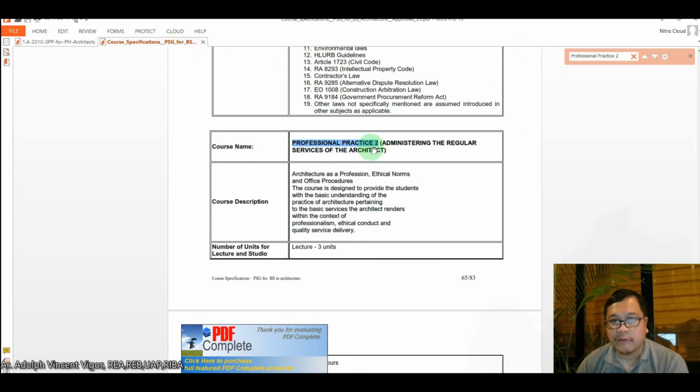Professional Practice 2 is about administering the regular services of the architect, architecture as a profession, its ethical norms and office procedures. The course is designed to provide the students with the basic understanding of the practice of architecture pertaining to the basic services the architect renders within the context of professionalism, ethical conduct, and quality service delivery.